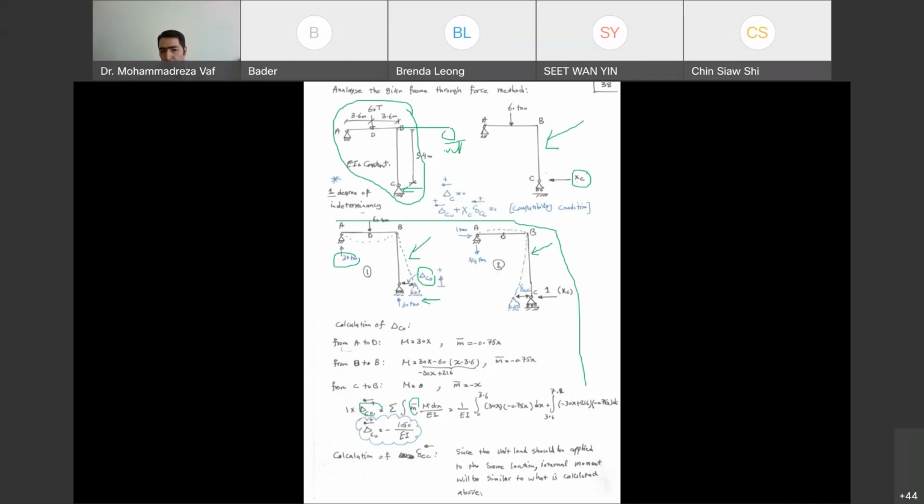If you look at the equation, these bending moments need to be calculated so that we can get delta C and delta CC. But we don't calculate shear force because it has nothing to do with the calculation of delta C. So all this calculation is to get this XC, the redundant support reaction. Then we can draw the bending moment and shear force diagram for the real structure.